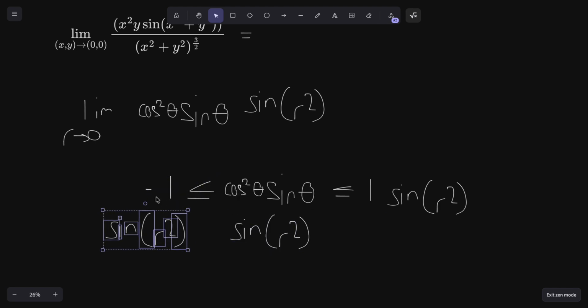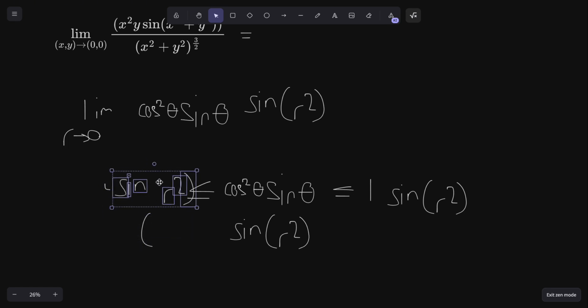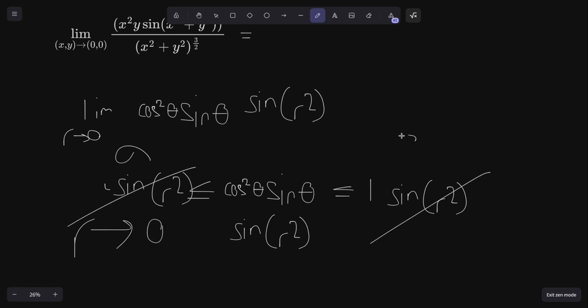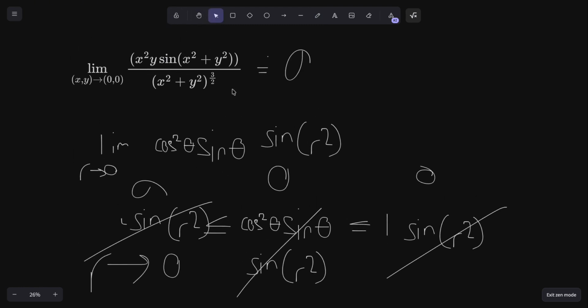And I take the limit as this approaches 0. So r approaches 0. Then sine of 0 is just going to be equal to 0. So that's 0, that's 0. That means that this has to be 0 as well. So this limit is 0. Okay?